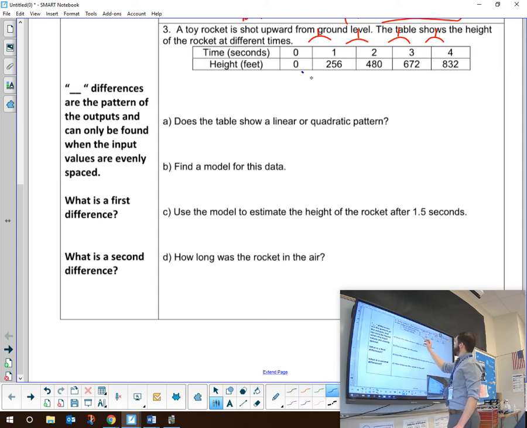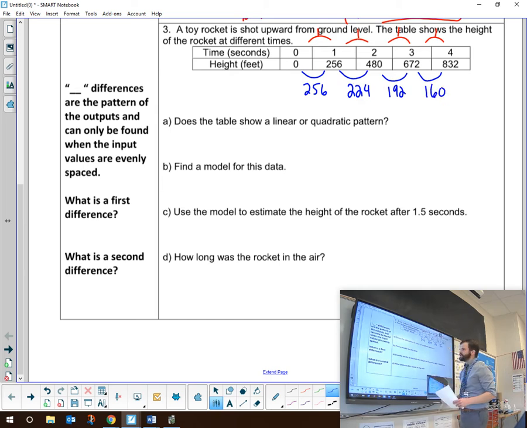Now, from 0 to 256, that's a 256 difference. So it's going up a lot. But then from 256 to 480, that's 224. The rocket is starting to slow down. Then from here to here, it's 192. And from here to here, it's 160. So by looking at that, we can tell that it's not linear. It's quadratic because it's not the same for each one. If it was linear, it'd just be a straight line and be going up the same amount.